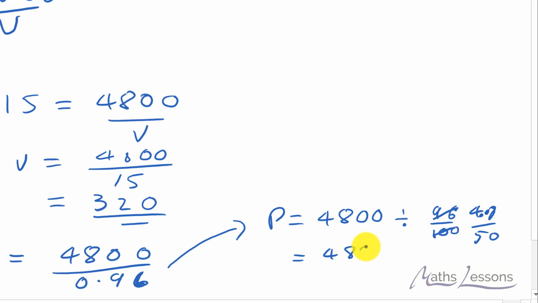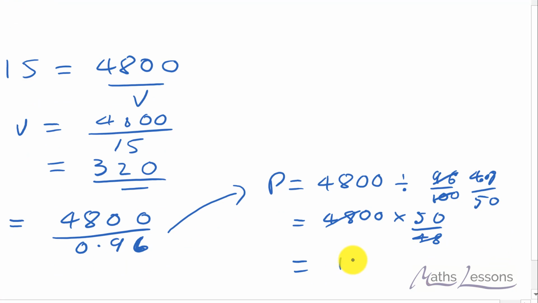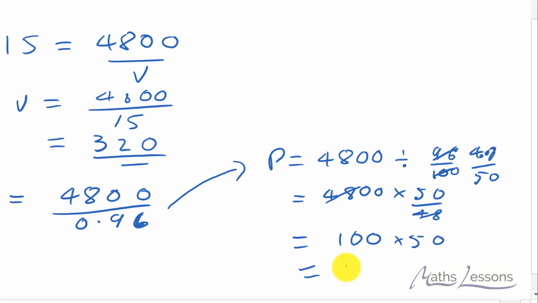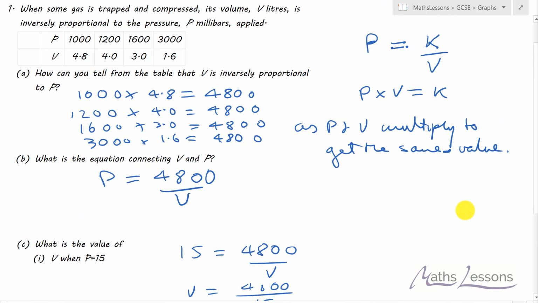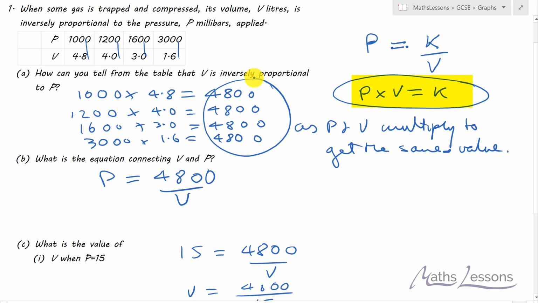So you've got 4,800. Now when you divide, we turn the fraction upside down and we times. And we can see we can cancel out the 48 to leave us 100 times 50. So our answer is equal to 5,000. So the tip from this question to remember is that if you've got an inverse proportion, you can quickly check because the two values when multiplied together will always give you the same value. And that's quite an important thing to remember for inverse proportion.